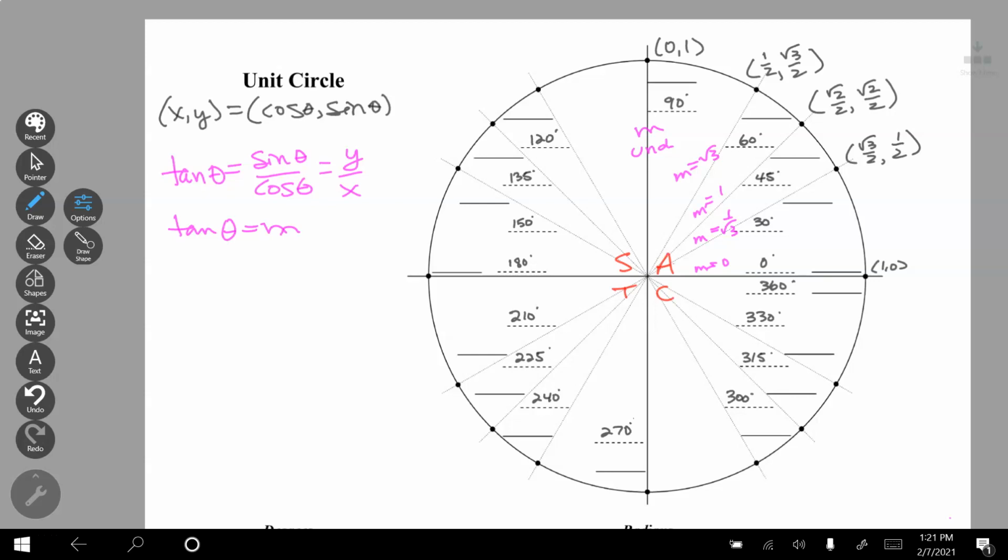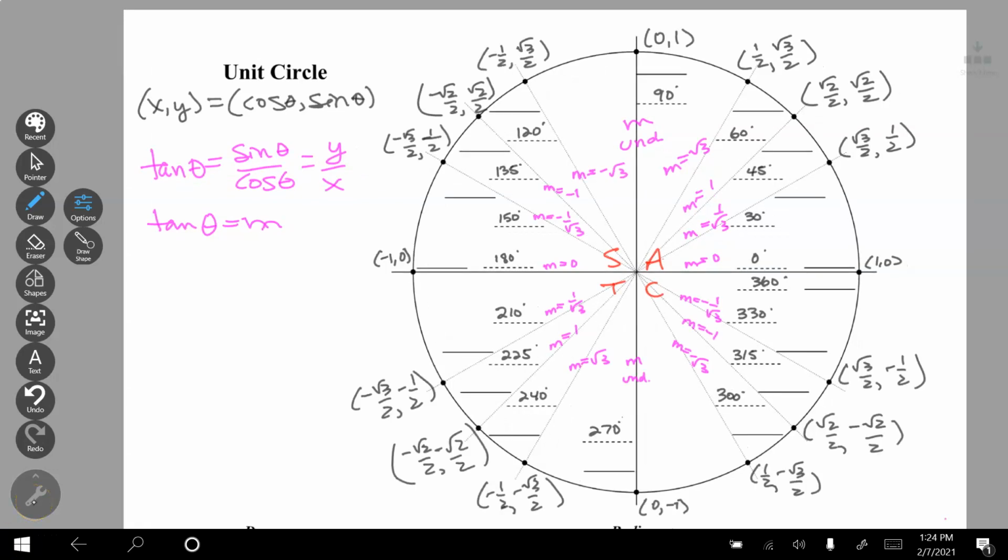So again, I have this whole quadrant 1 picture. I'm going to apply my All Students Take Calculus to all other 4 quadrants, and fill in that picture right now. So now you can see I have filled in all the ordered pairs, all the angles in degrees, and all the slopes or the tangents in pink.